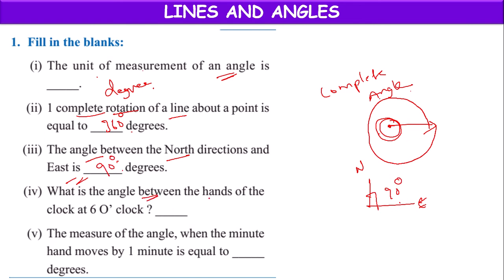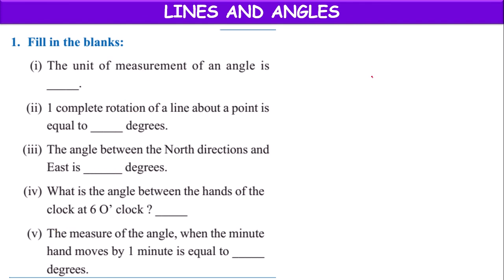What is the angle between the hands of the clock at 6 o'clock? At 6 o'clock, where will the hands be? The hour hand will be at 6 and the minute hand will be at 12. So they are lying on the same straight line, which is equal to a straight angle of 180 degrees. The angle between the hands is 180 degrees, also called a straight angle.